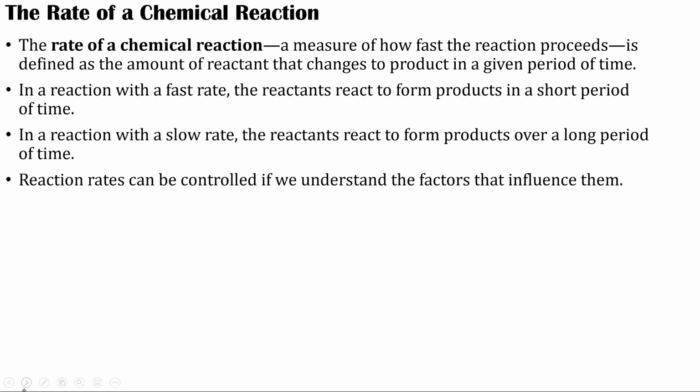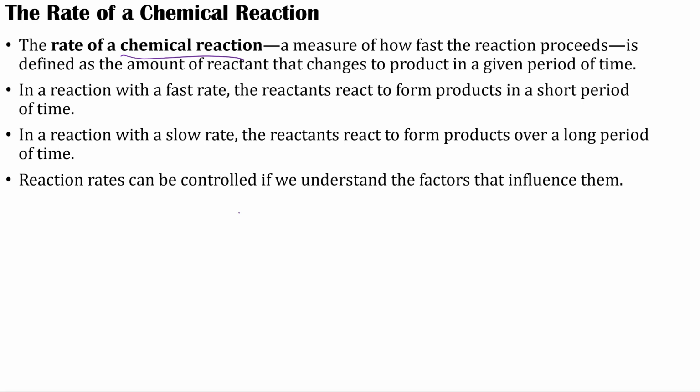All right, so the rate of a chemical reaction is the measure of how fast the reaction proceeds in a certain amount of time. So rate is always going to be divided by time, and chemical rate is usually measured as a change in the amount of reactant that we have divided by a change in time. You don't have to calculate that, but I do want you to know that in a reaction with a fast rate, the reactants turn into product very, very quickly. And with a slow rate, reactants react to form product over a long period of time. Sometimes it takes thousands of years for a chemical process to occur.